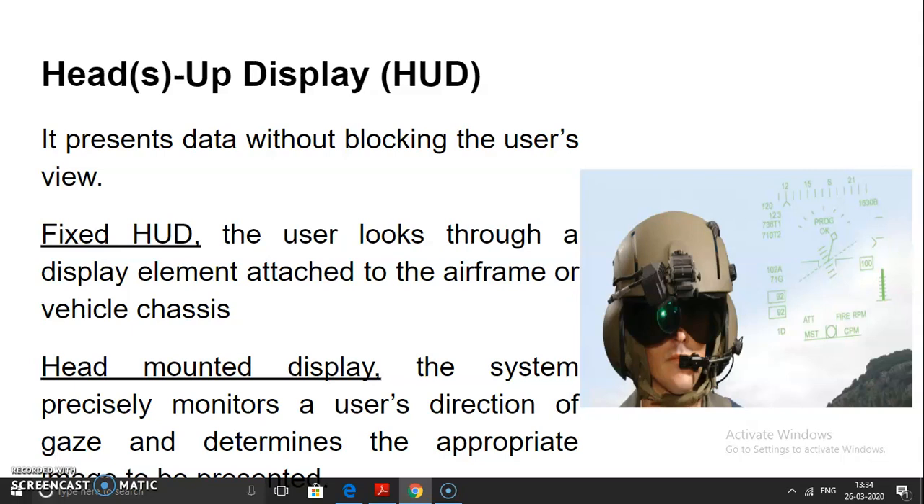Second type is head-mounted display. These devices are mounted on the user's head. User can wear these devices over the head, and these devices monitor the user's direction of gaze and determine the appropriate image accordingly. As shown in the picture, the image shows an example of head-up display.